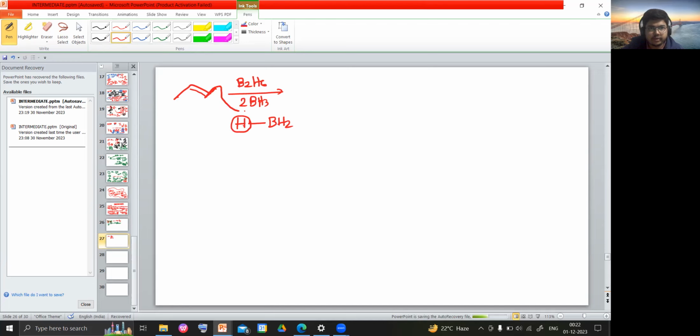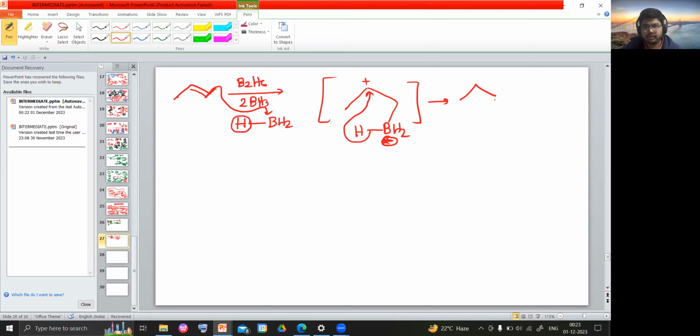So this center is going to attack BH2. What will happen? The BH2 is attached here, with a positively charged H. But when we started the discussion, I told you that no complete carbocation is formed here. So this is not actually formed, but for your convenience, you can write that. After that, the negatively charged hydride will attack there. So BH2 here, and hydrogen here. This carbocation is not formed.